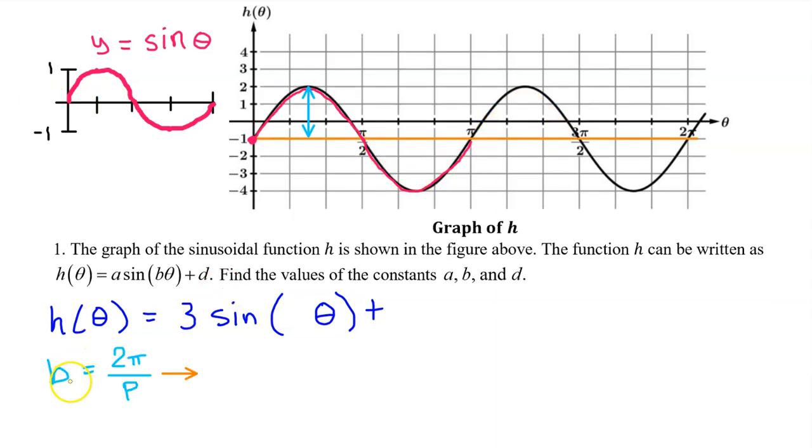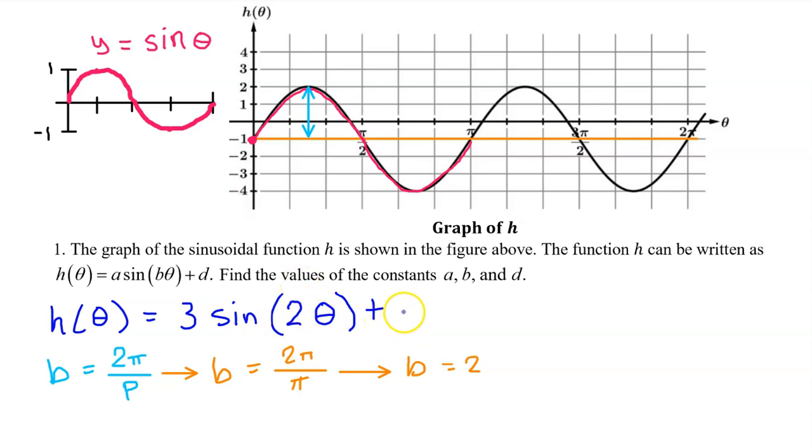We have memorized that the b value is 2 pi divided by the period. One period of h of theta starts at 0 and ends at pi, so the period is pi. Therefore, b will be given by 2 pi divided by pi. The pi's cancel out, so b is equal to simply 2, which goes right here.